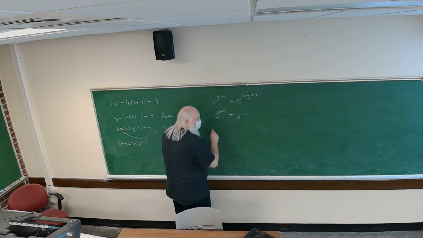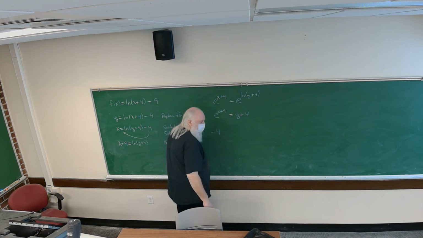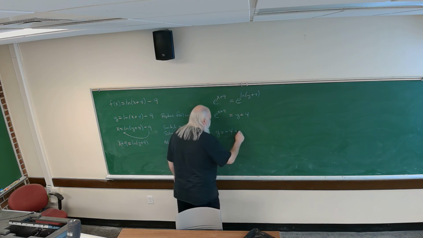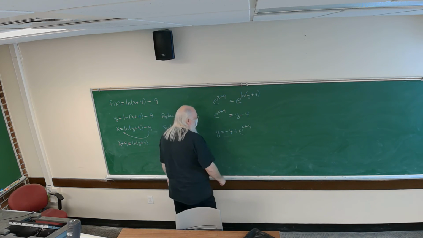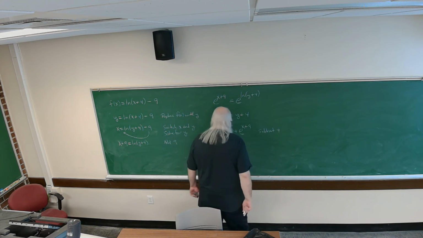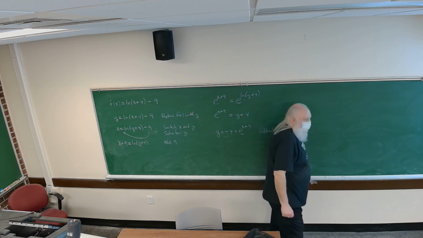And now we can subtract 4 from both sides. And I prefer to put the minus 4 out front. You don't have to. Just so you don't confuse it with the exponent on the number e. And you have minus 4 plus e to the x plus 9 power. Right? So you subtract 4. What's the last step?